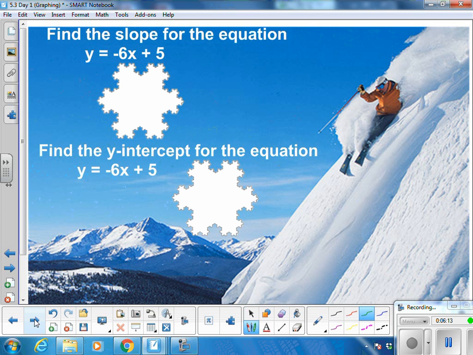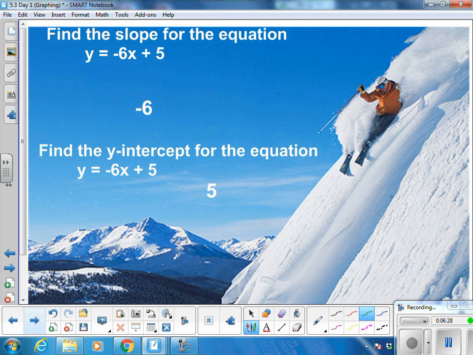Find the slope for the equation where y equals negative 6x plus 5. You got it? Negative 6. Find the y-intercept for the equation y equals negative 6x plus 5. The y-intercept is a 5. Did you get it? Nice. There's my slope. There's my y-intercept.